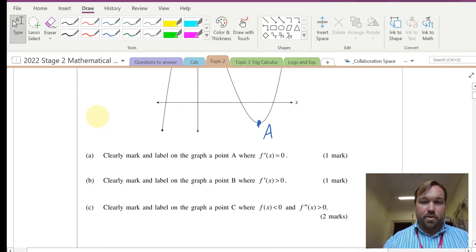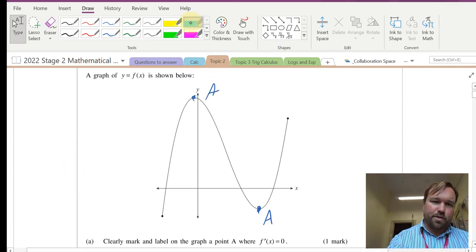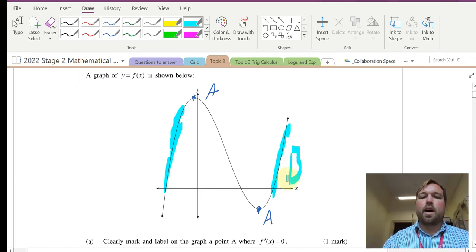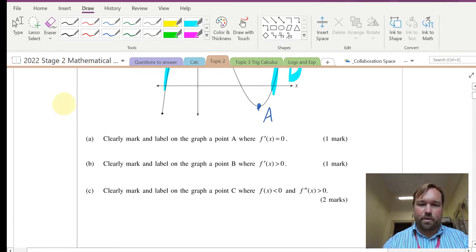So the derivative, remember, is the slope. Greater than 0 means it's positive. You can go anywhere here for B. I wouldn't go too near the turning point. I wouldn't actually go near here just in case the examiner tries to think you're going on the axis, even though technically you'd be right. Just go clearly somewhere up there.